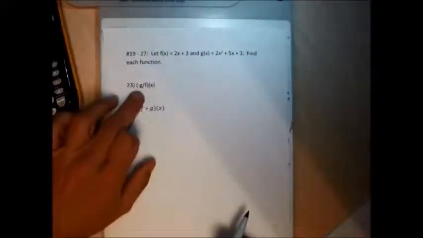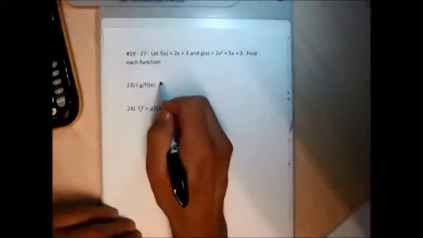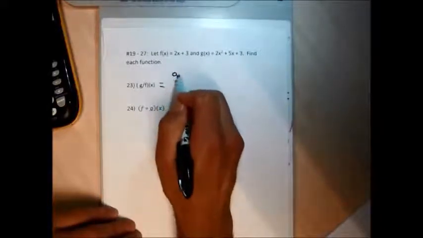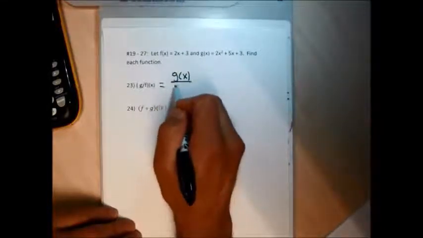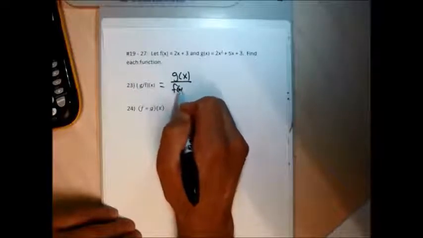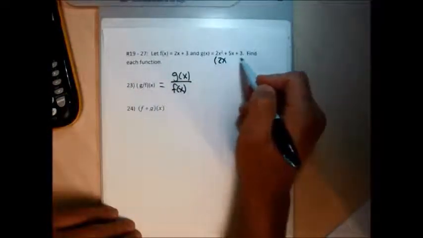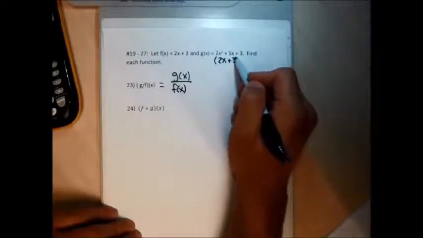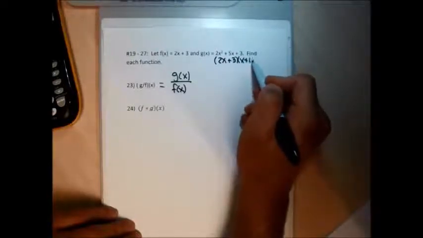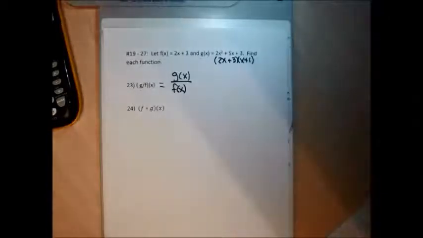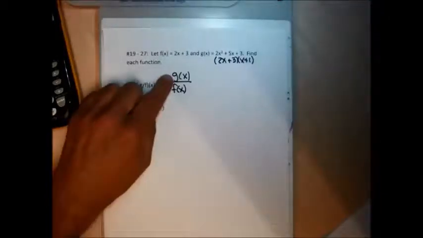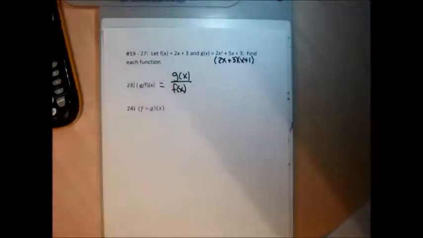23 is just another division, but it's an upside down division. 23 wants you to do g of x divided by f of x. And remember that this factors into 2x plus 3 times x plus 1. So when you're doing problem 23, you're going to factor that g of x, it's going to cancel, and your answer is not going to be a fraction because you're going to cancel out the entire denominator.